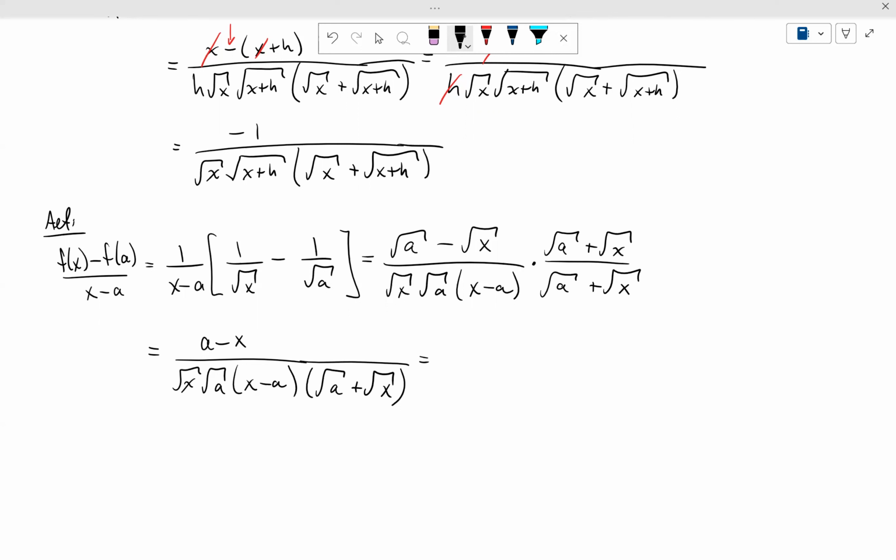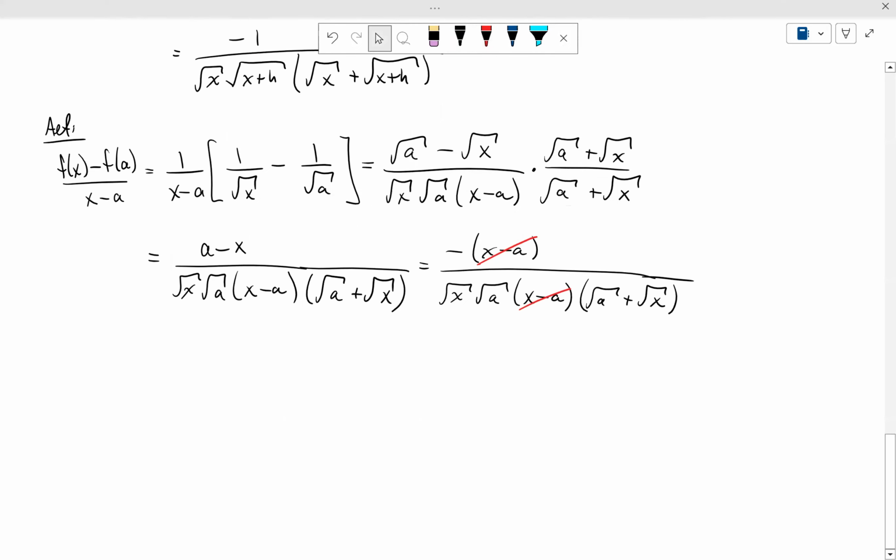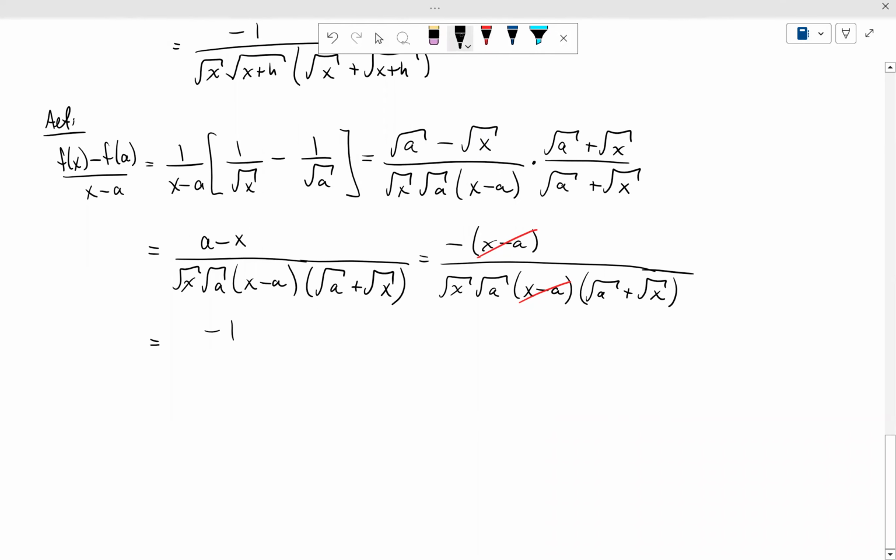And now we factor a negative out of the numerator. So we have the negative of x minus a. Copy paste that denominator. So root x, root a times x minus a times root a plus root x. Now we see that these x minus a's reduce out nicely. And we have a negative 1 over whatever's left, right? So we have root x, root a, in brackets, root a plus root x. And there we go. Let's get set up for the next one.